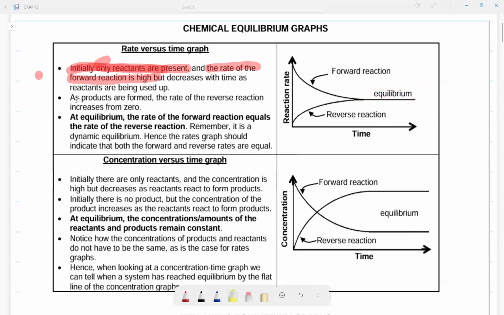So now, they say as products are formed, the rate of the reverse reaction increases from 0. Why does it increase from 0? Because initially we did not have any products. At equilibrium, the rate of the forward reaction equals the rate of the reverse reaction. This is the definition of dynamic equilibrium. Remember that? All right.